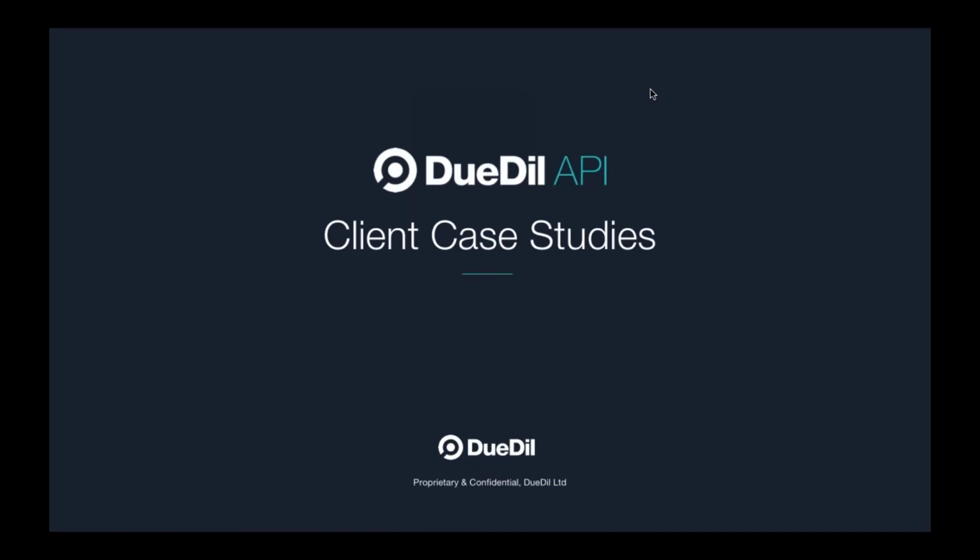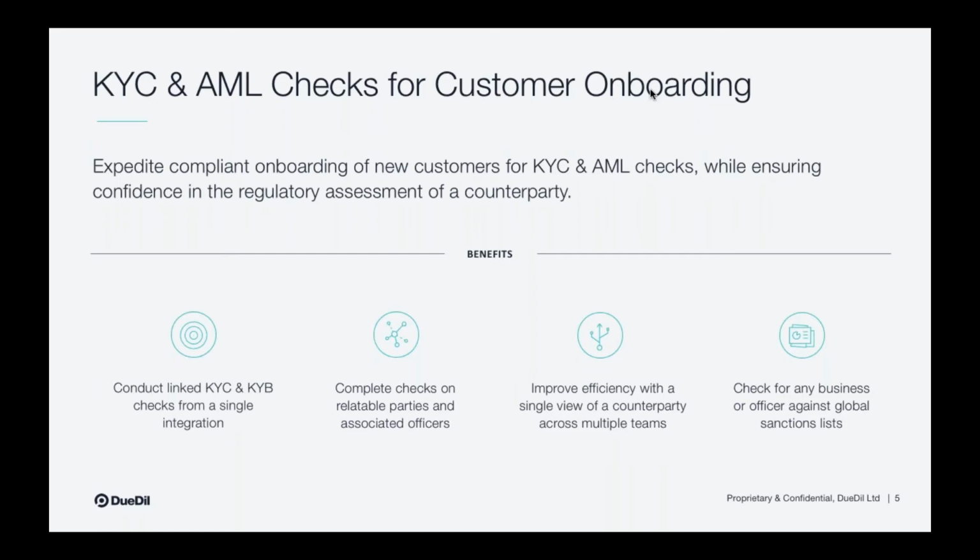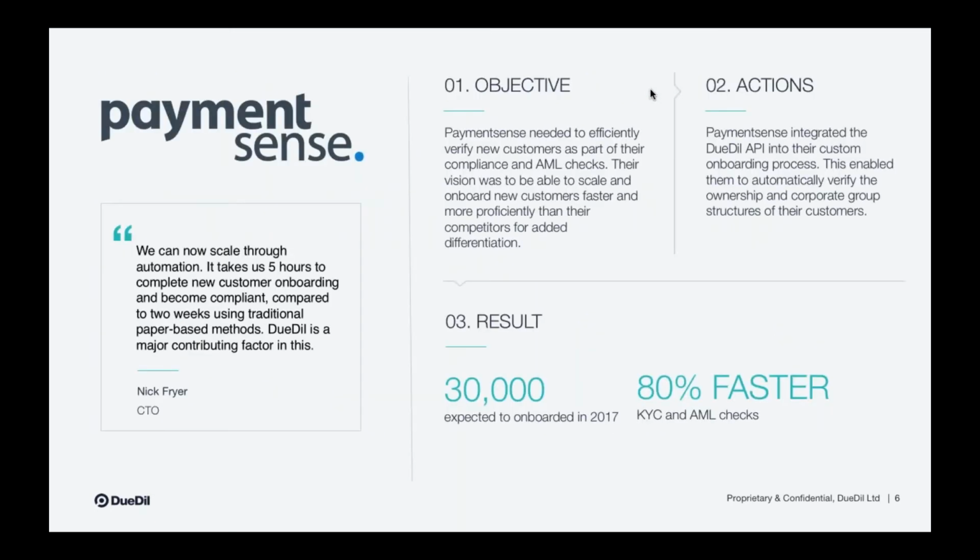Okay, I'm going to take you through those use cases by using client case studies to illustrate how the API can be used. So, KYC and AML checks for customer onboarding. The DueDil API allows you to do KYC checks on both businesses and individuals, and global PEPs and sanctions checks on businesses and individuals, along with complete checks on company officers, their other directorships, group structures, and beneficial owners. This allows you to build up an in-depth company profile, its directors, corporate group structures, and all its linkages to other companies.